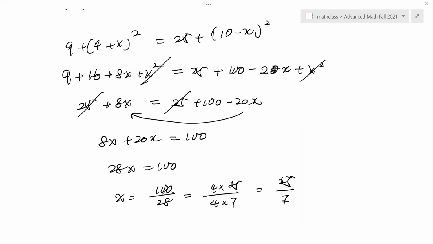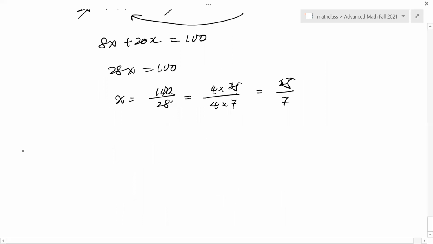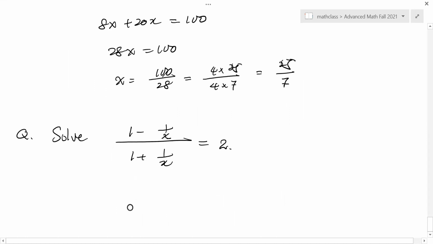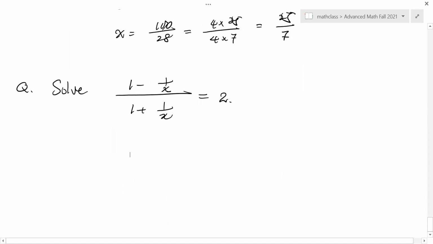Now, I wanted to try to solve this problem. So 1 minus 1 over x, over 1 plus 1 over x, should be equal to 2. Okay. So please work on this problem.